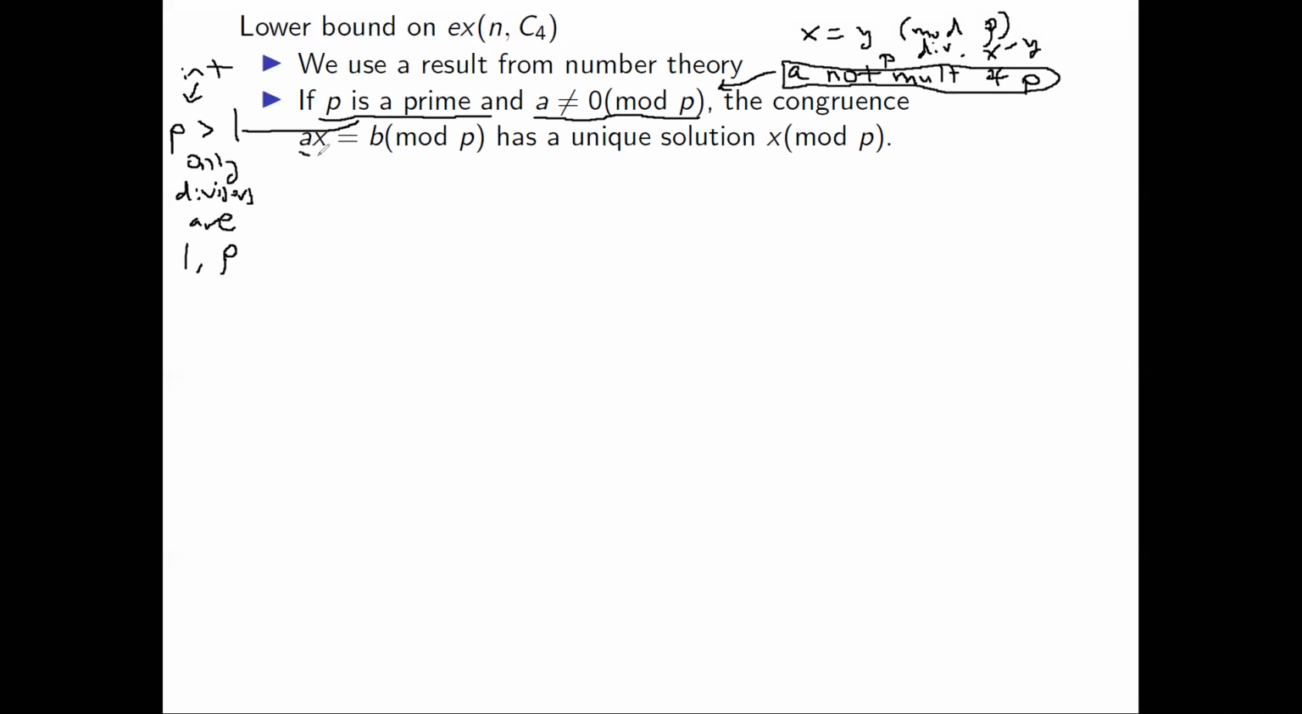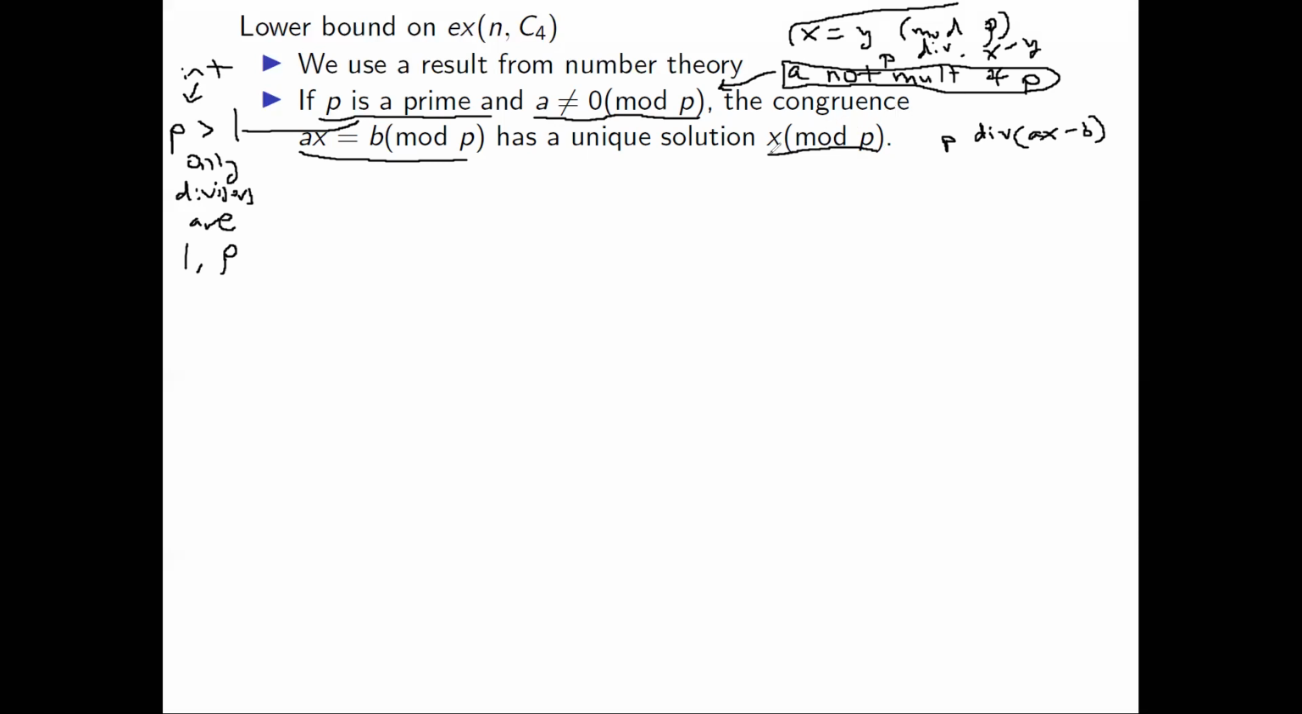So this congruence, AX equals B mod P. Using this statement up here, that's equivalent to P divides AX minus B. And the claim is that there is a unique solution to that congruence. X mod P is our solution.